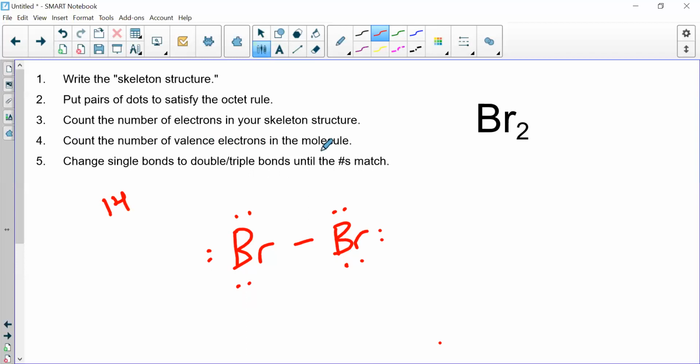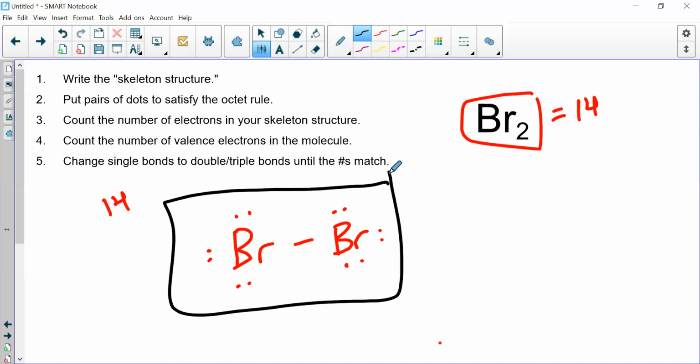Next, count the number of valence electrons in the molecule. Br2. Bromine is in group 7A, meaning it has 7. So Br2 is 7 times 2, which is 14. Change the single bonds to double bonds until the numbers match. They match already. We're good. That's bromine. Br2 is single bonded, just like that.